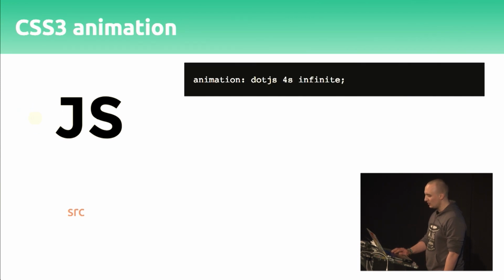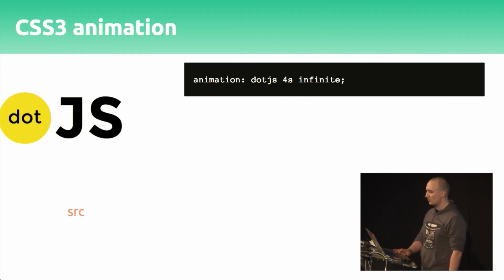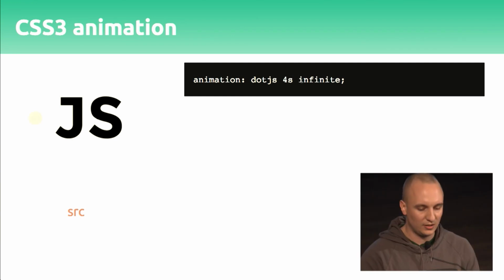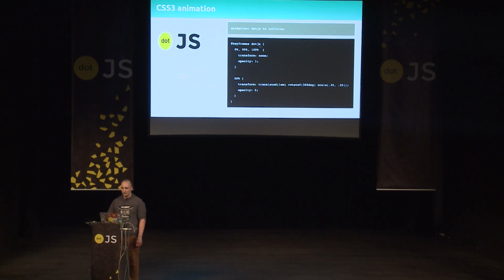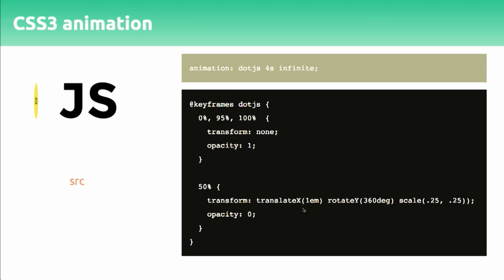As you can see here, I created a simple CSS3 animation named dotJS. It has a duration of 4 seconds and runs forever in a loop. On its initial state, it is not transformed and is fully visible. After 2 seconds, you have a translate and a rotate and a scale, and it's invisible, so it flies to the back. And after another 2 seconds, you see it again.